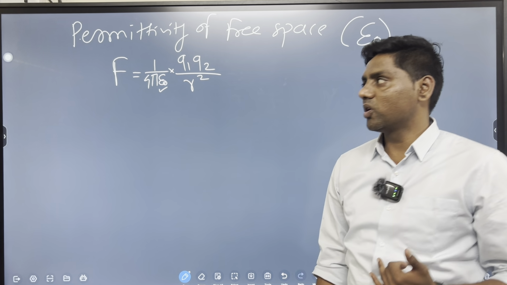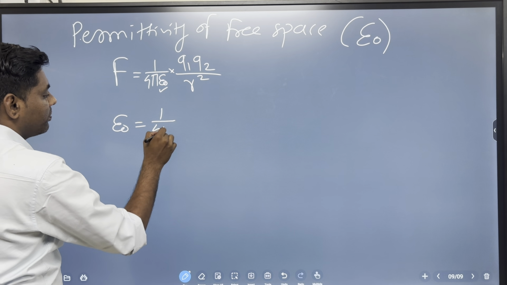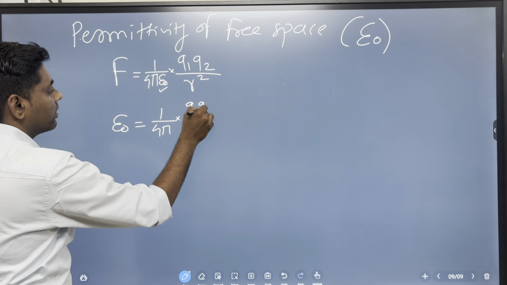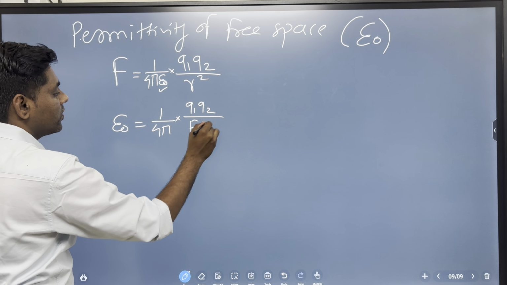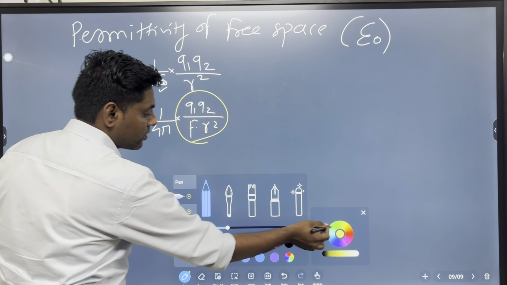So how to calculate? Very easy. So that is epsilon naught equal to 1 upon 4 pi, q1 q2 upon force into r square. So from here we can calculate the SI unit. So what is the SI unit?